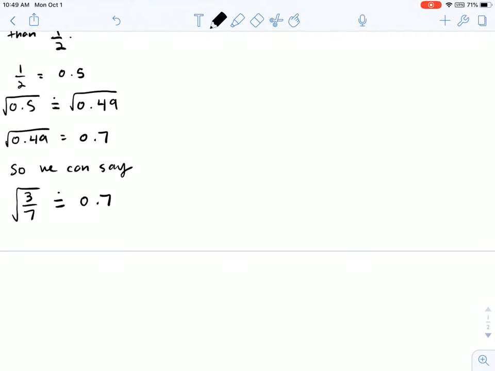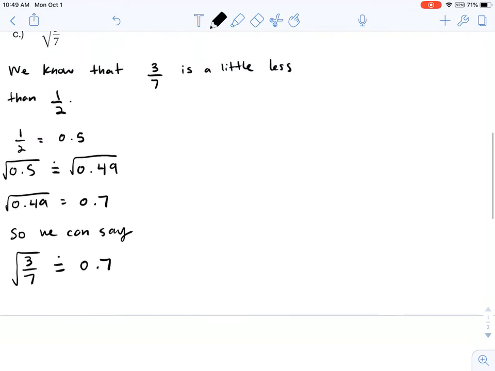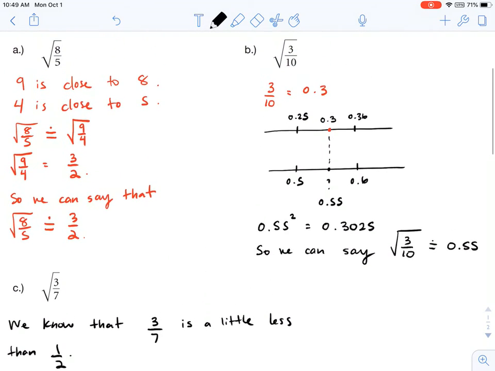So those are some ways to estimate non-perfect squares. You can find benchmarks. Well, really, that's all we're doing. We're finding benchmarks of perfect squares that are close to the numbers that we have here.